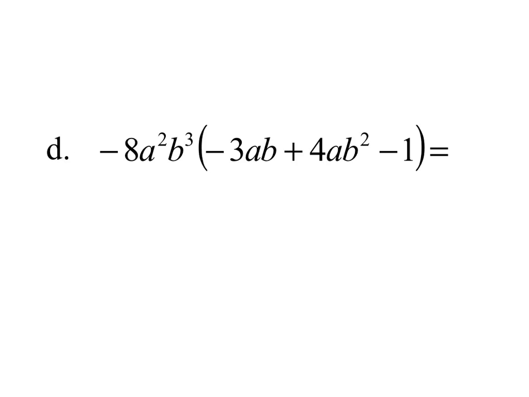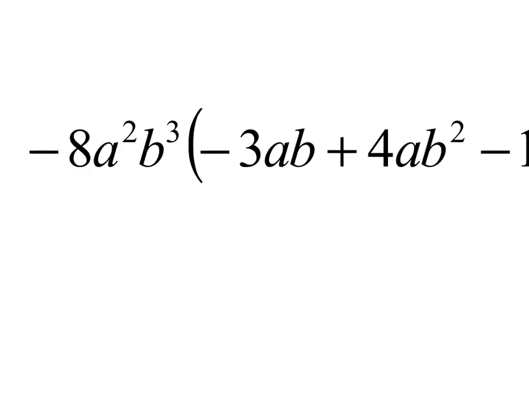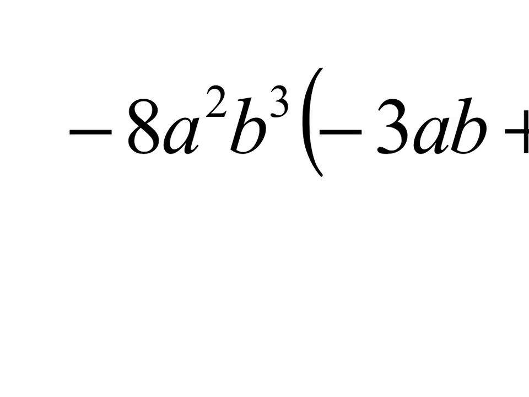For question D, we're going to be multiplying negative 8, a to the second, b to the third, into this first term, the second, and then the third. And what I know is that when we're multiplying variables, we're going to be adding the exponents. So what exactly does that look like? So let's say we're just looking at this first set. I know that negative 8 times negative 3 is going to give us what? Positive 24. But what about the variables?